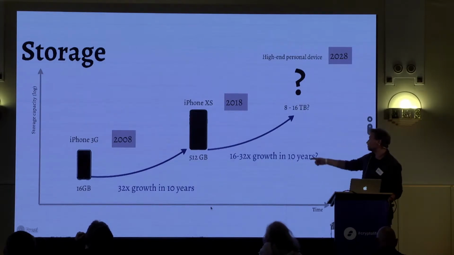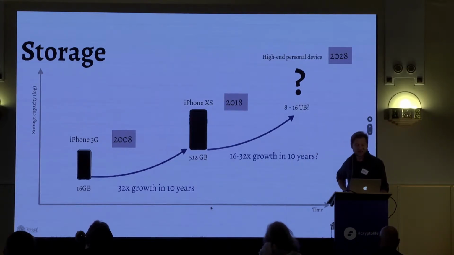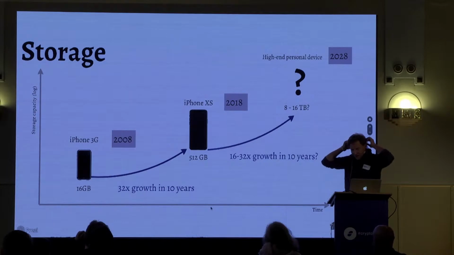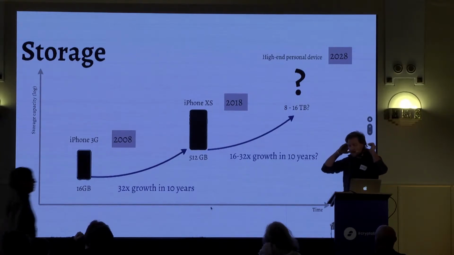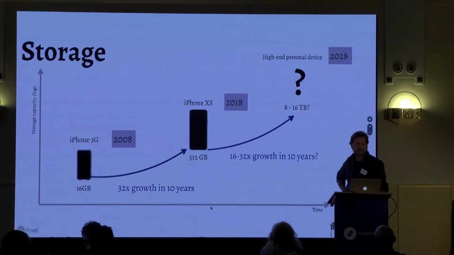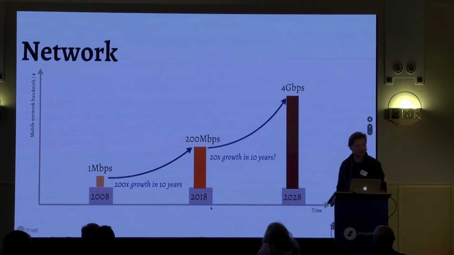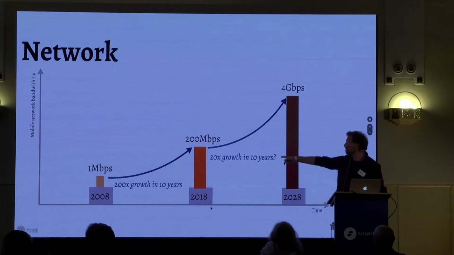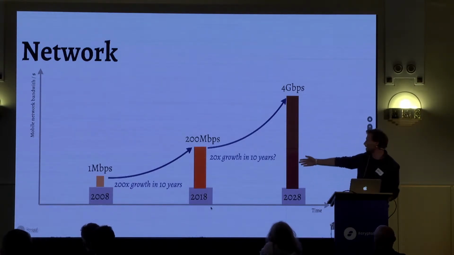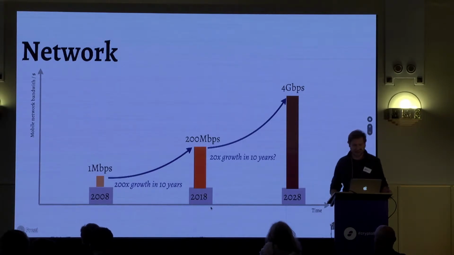So if we assume that the growth of the storage space won't stop, then we can assume that in 2028, we will have mobile devices in our pocket with terabytes of storage space. Also, the network bandwidth that you could access from a mobile phone increased at least 200 times in the last years. And if we assume that the growth is not going to be 200 times again, only 10 times, then it's still 4 gigabytes per second.